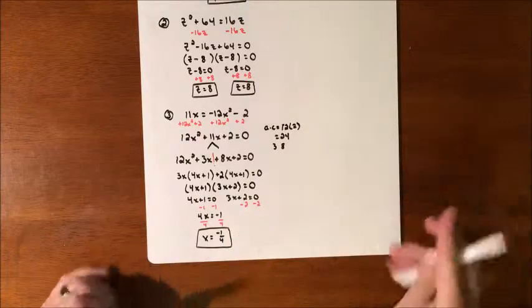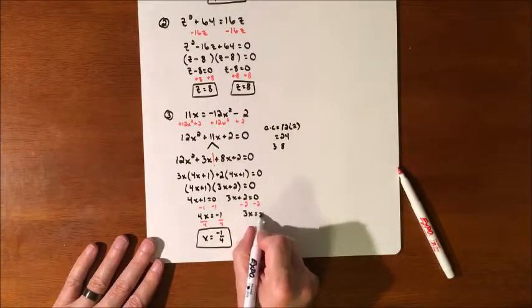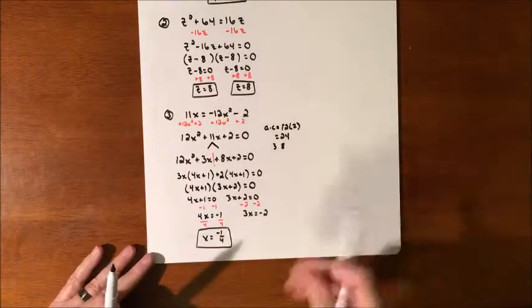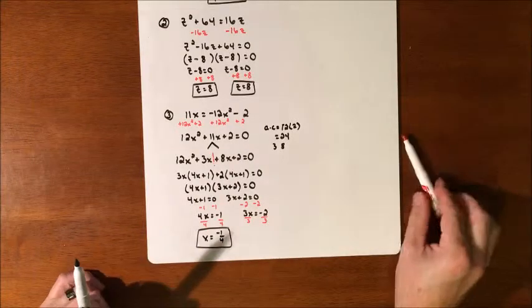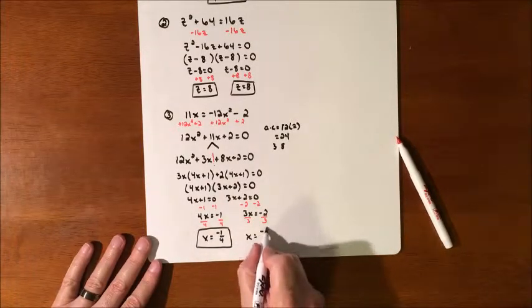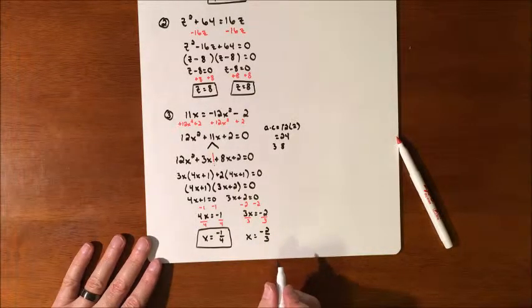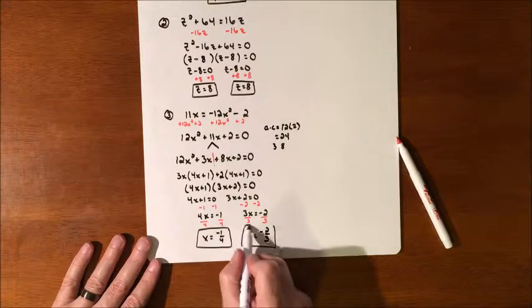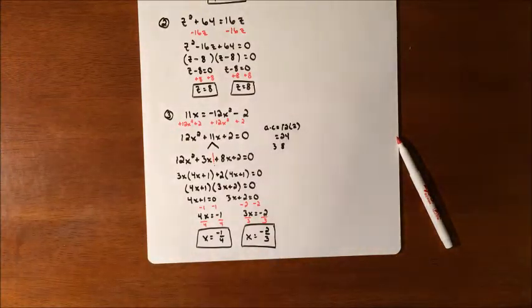Subtract 2 to both sides. That'll get us a 3x equals negative 2. Divide by 3. X is going to equal negative 2/3. And those are our two solutions. All right, so we'll do a couple more.